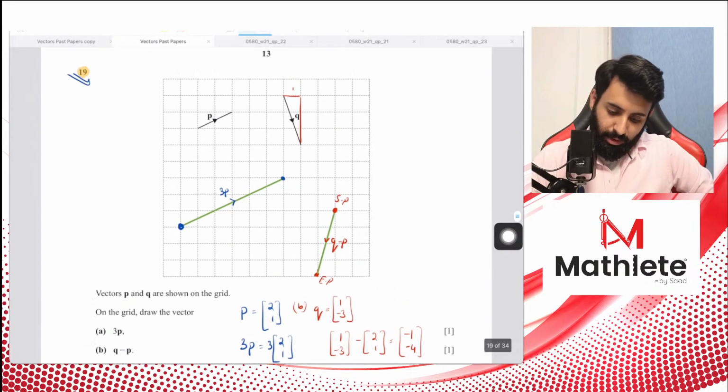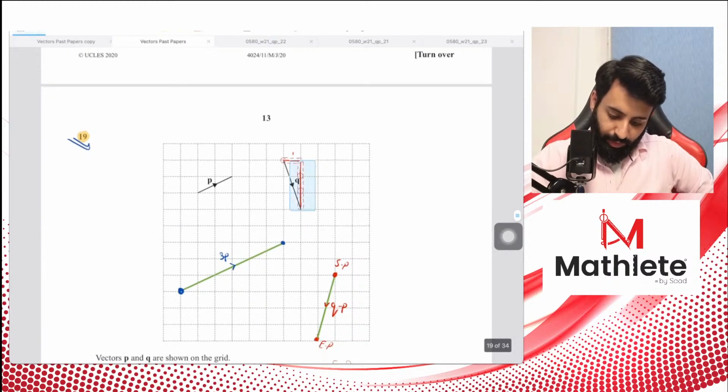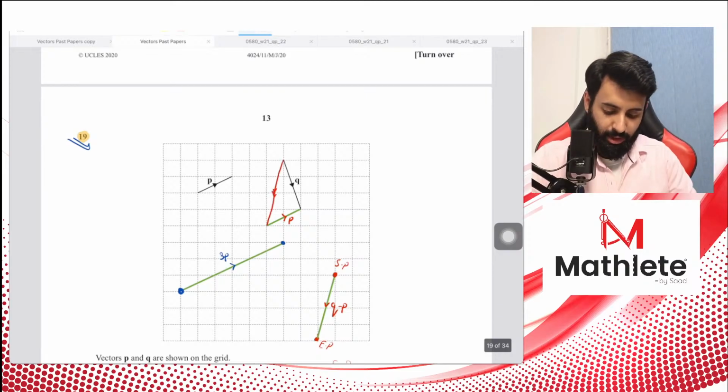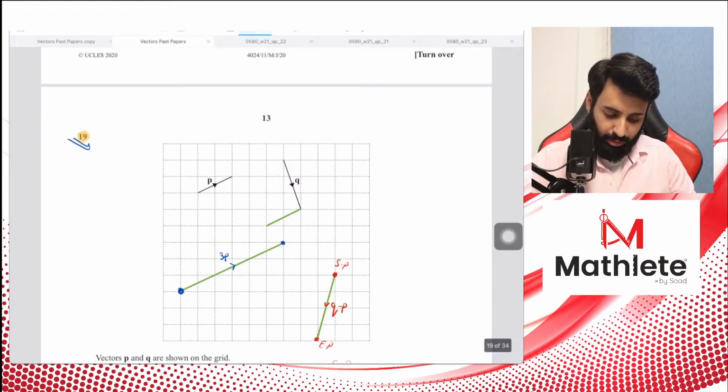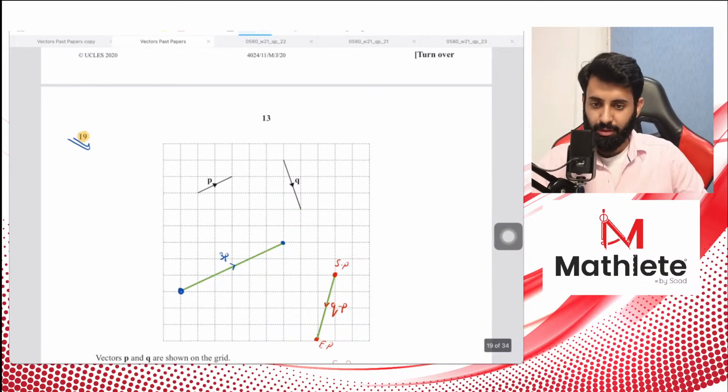Another way to do this would have been to take this vector Q and, exactly where vector Q ends, you attach minus P. So this is what you get, and as a result, this is what you're going to end up with. This vector that you're looking at is going to be Q minus P. But you were supposed to draw it separately, though you can take help from the existing vectors.